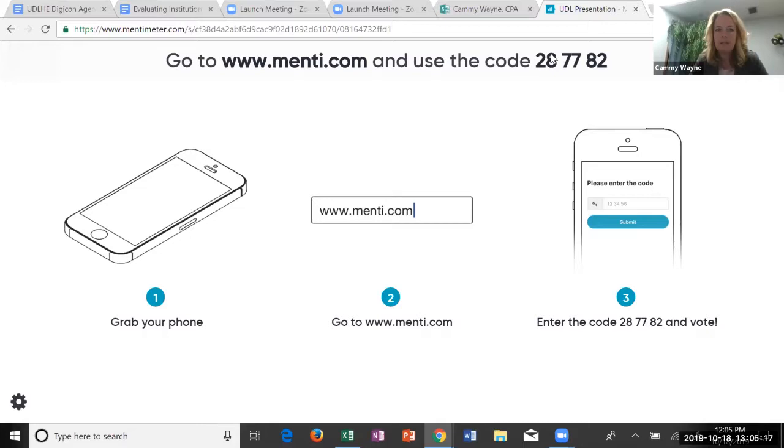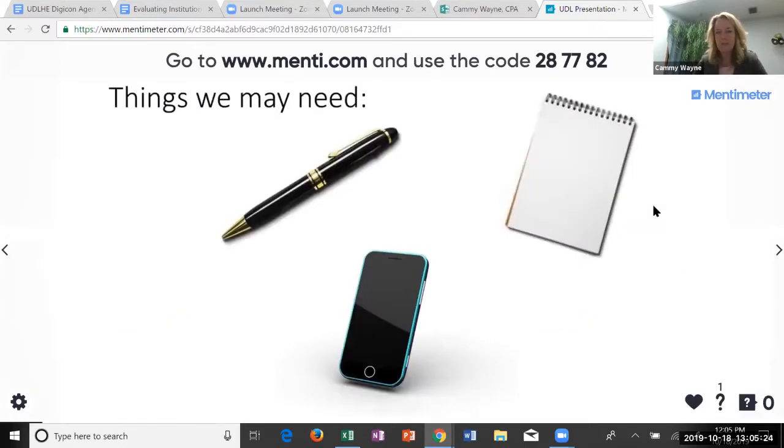All right, let's go back. So again, we're going to be using a couple different things today. We're going to use this Menti, which you'll need a phone or a tablet for. If you don't have it, it's okay. You can still participate through that chat feature. We also might need a pen and paper to take some notes. We'll do some thought process during this time.